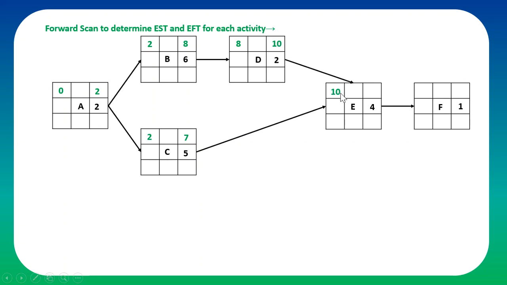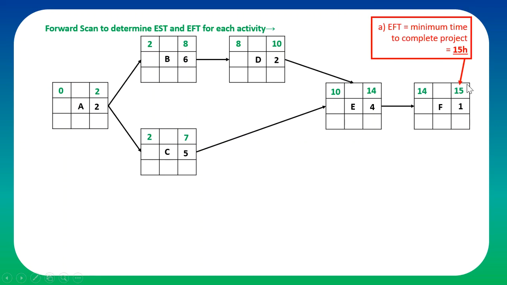Same way you will go 10 plus 4, 14. 14 is the earliest finish time for E. Earliest starting time for F would be 14. 14 plus 1, 15 would be the earliest finishing time for F.